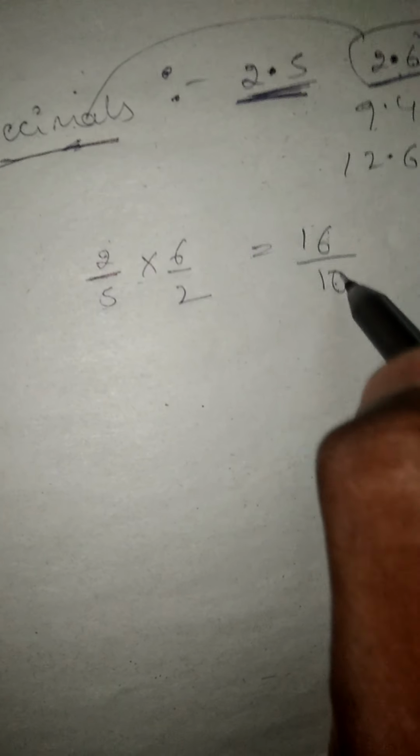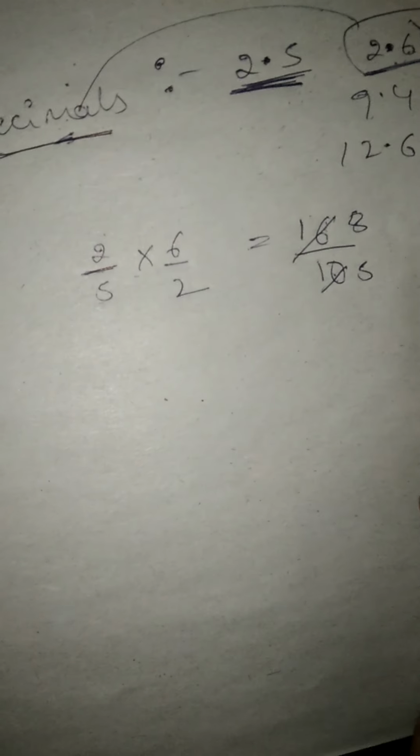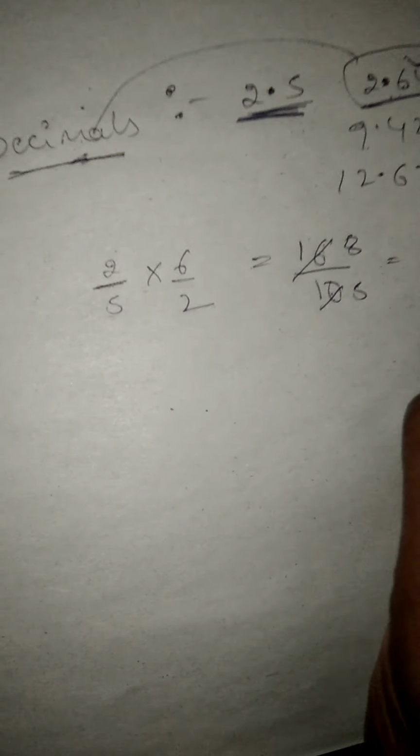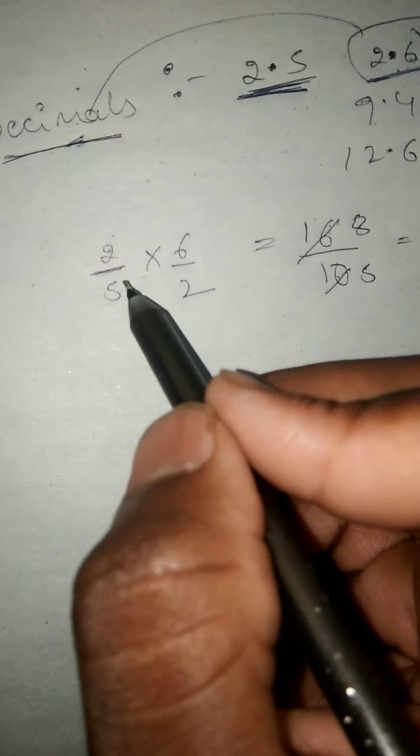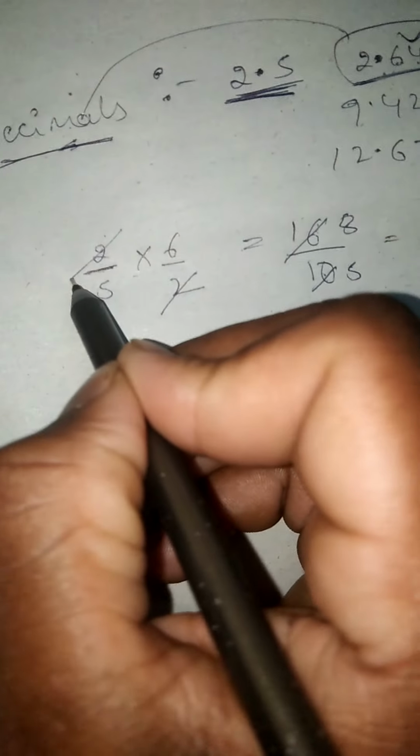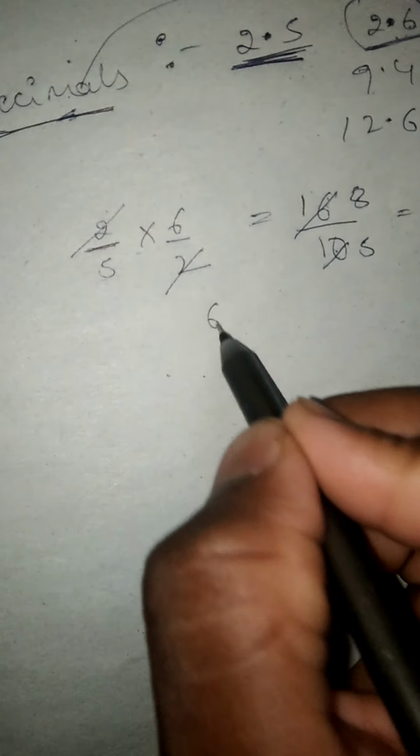Now we have to cancel both the numbers. 2 sixes are 12, 2 fives are 10. So we get 6 by 5. There is a second method also. This 2 and this 2 are cancelled. So we get 6 by 5.